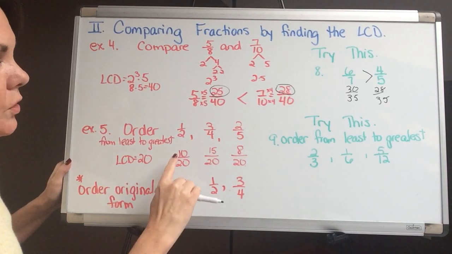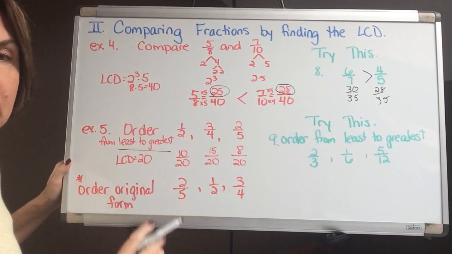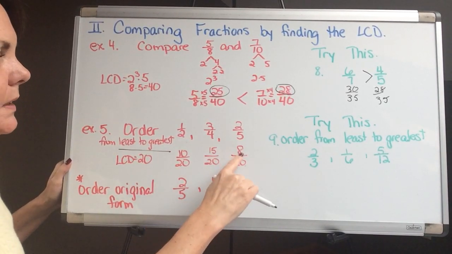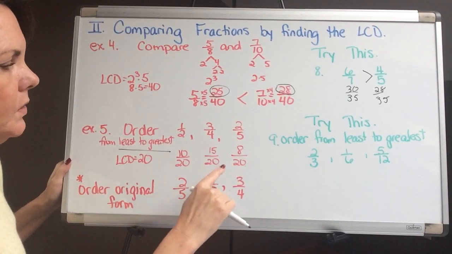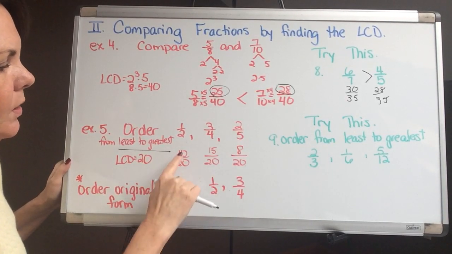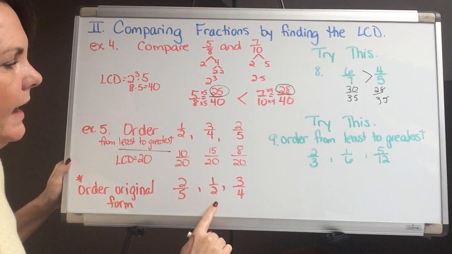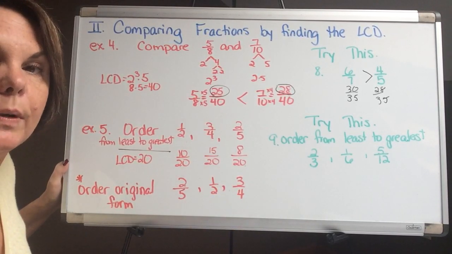Now I'm going to look at just the numerators, 10, 15, and 8. Now remember I asked you to go from least to greatest. Well, this is the smallest, so then you order the original form. So if 8/20 is smaller, it was originally 2/5. Then we go to 10/20, which is 1/2. And finally, the greatest one is 15/20, so that would be 3/4.